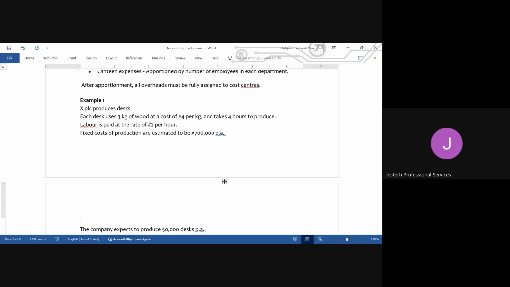X PLC produced desk. Now that is their product. Each desk uses 3 kg of wood. It means to produce these desks, they are going to buy 3 kg of wood at the cost of 4 naira per kg.